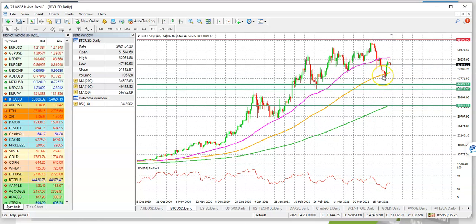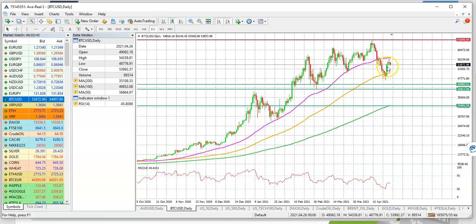Now, after the price breached its 100-day simple moving average, we saw some buying pressure come in, and that pushed the price back above the 100-day simple moving average. Of course, an important area of support was still a little bit below, in this particular area, which is nearly at 42,000 to 44,000. So the price clearly respected this support level.